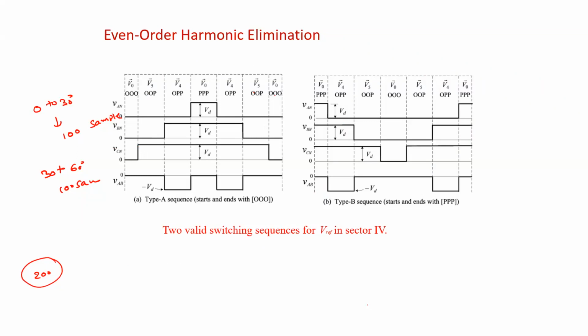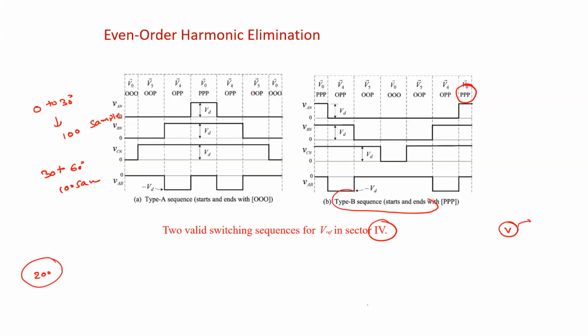Yes, sir. So again, this is sector 4, right? If it is sector 5, so sector 4 is ended with PPP, right? That means sector 4 is ended with type B sequence. So what should be the starting of sector 5? Will it be type A switching sequence or type B switching sequence? If you want no switching losses when it's moving from one sector to another sector.